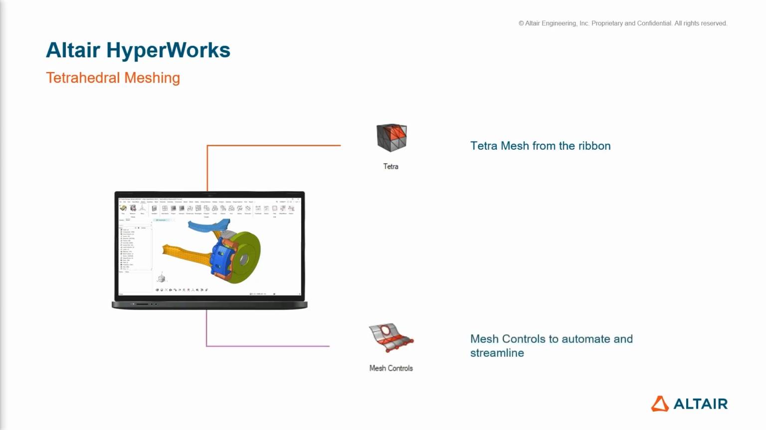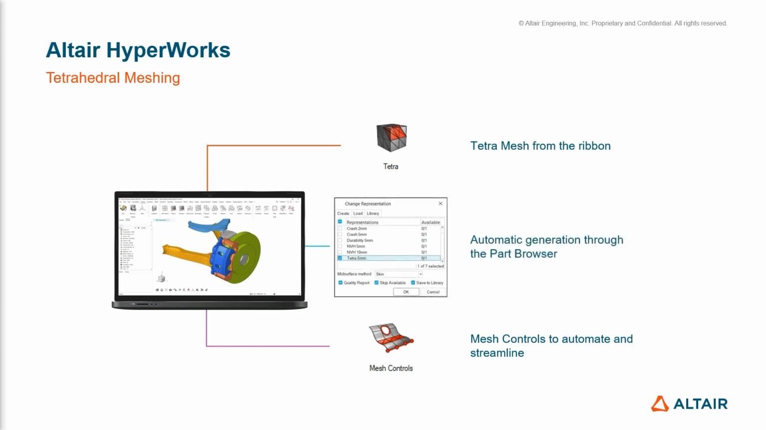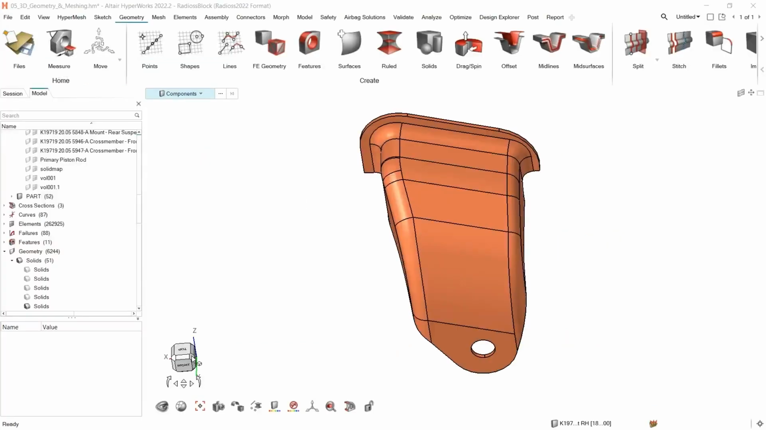Our next method is using mesh controls through the browser to automate and streamline our entire meshing process. Controls can be applied for batch meshing, surface meshing, adaptive wrap meshing, volume meshing, and refinement zones. Finally, we can create an automatic representation to fully automate the model building process using the part browser. Let's take a look at the first two of these. I'm now going to show you how we can quickly and efficiently 3D mesh this component, and I've switched back to our previously saved Tetra view.